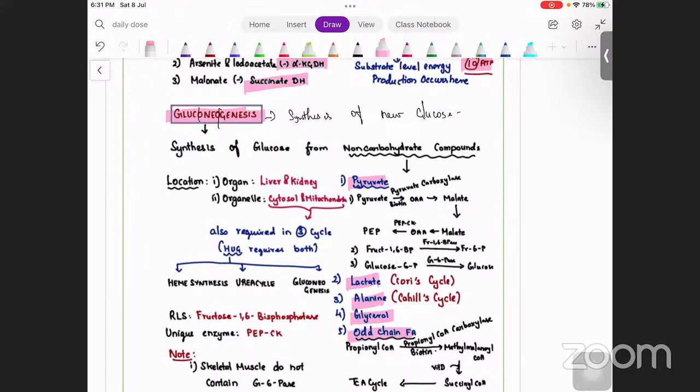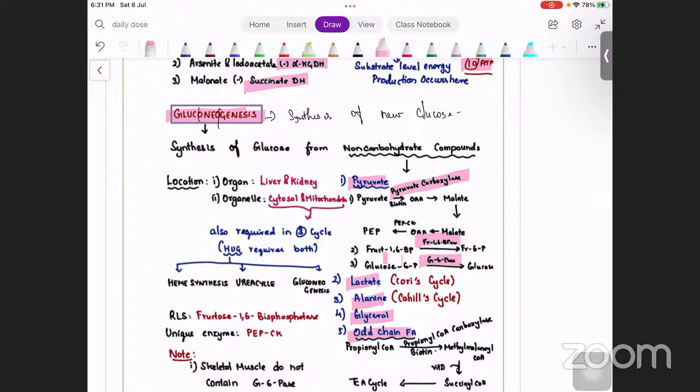Now, speaking about these 5, how can they give rise to glucose? Pyruvate to oxaloacetate by pyruvate carboxylase, and oxaloacetate to malate. Malate will cross from mitochondria to cytosol, and then oxaloacetate to phosphoenolpyruvate. Then fructose 1,6 bisphosphate to fructose 6-phosphate, mediated by fructose 1,6 bisphosphatase, and then glucose 6-phosphate to glucose by glucose 6-phosphatase. These are the 3 enzymes which play a role here.